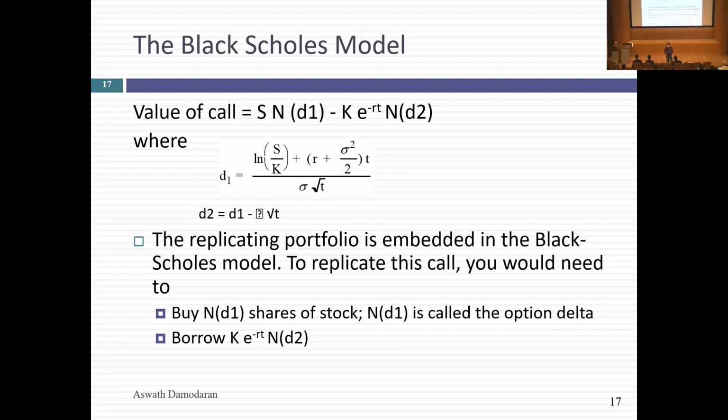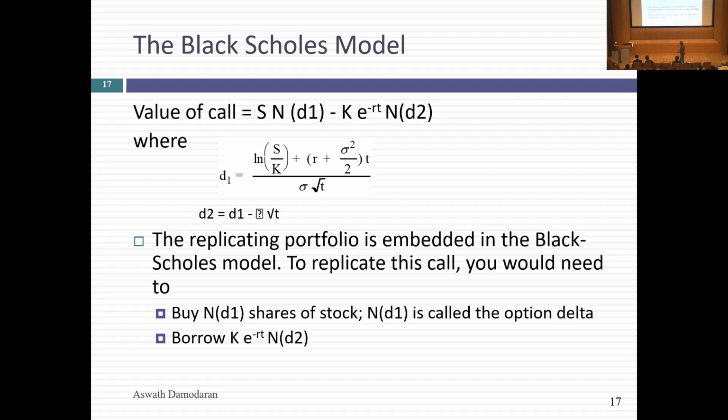But there's more here. A lot of people use the Black-Scholes model. They plug in the numbers and they get a value and then they throw the model away. But remember the binomial, we created a replicating portfolio by borrowing money and buying shares. Embedded in the Black-Scholes is that replicating portfolio. And let me break out what that replicating portfolio is.